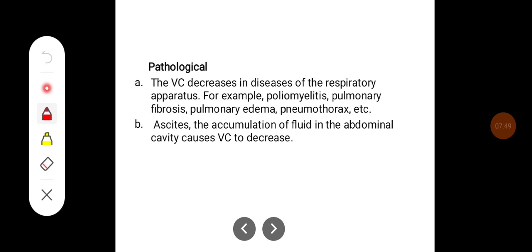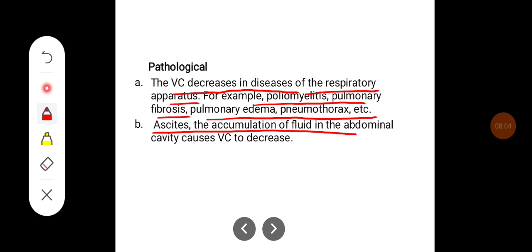Some of the pathological causes where vital capacity decreases are diseases of the respiratory apparatus, for example, poliomyelitis, pulmonary fibrosis, pulmonary edema, and pneumothorax. And ascites, an accumulation of fluid in the abdominal cavity, also leads to a decrease in the vital capacity.